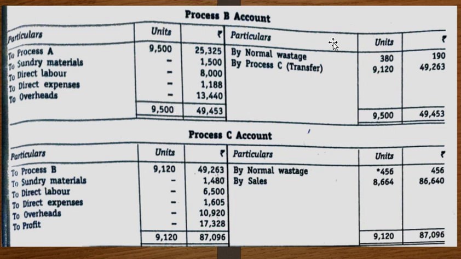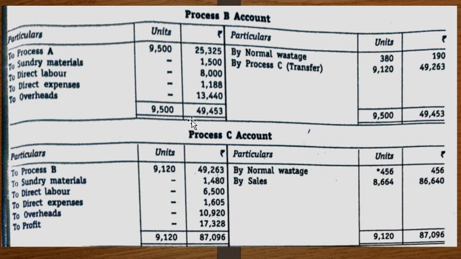But in this problem, they have not given that this particular process produced an output of so much. So no information is given on that. So the balancing figure will be the process account. So for process C, you've got 9,120 units, and the difference of your input minus your output 190 will give you 49,263. So process B output will be transferred to process C. So this will be an input for your process C account.